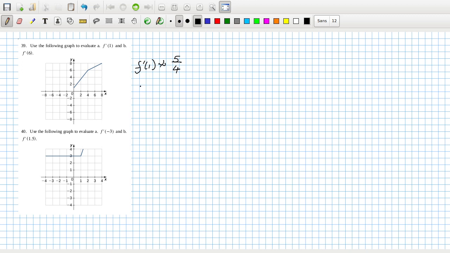And f derivative 6, that's a little bit easier. It's going to roughly equal 2. Oh, 6. 6 is here, yeah. 2 over 4, which is a half. Oh, well, that's easy. That's 0.